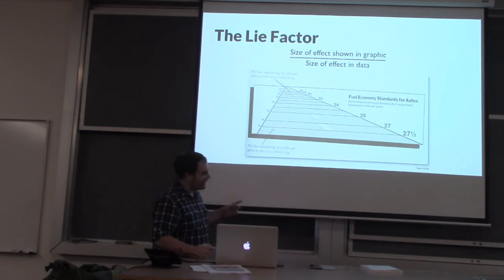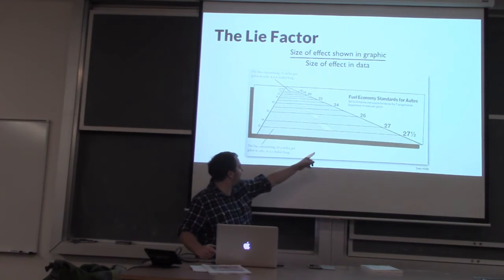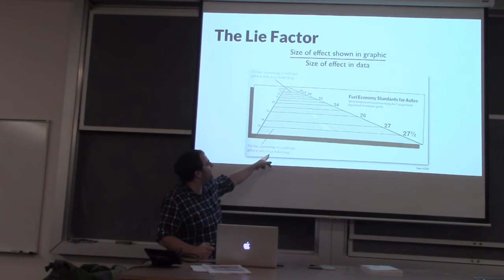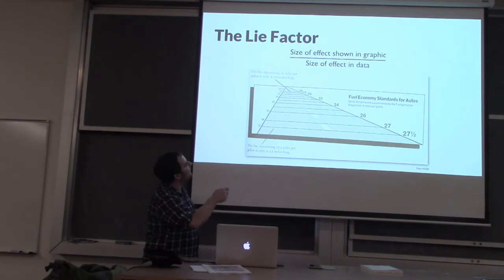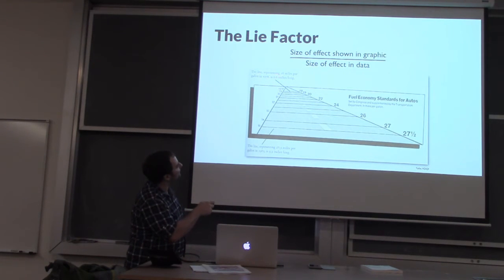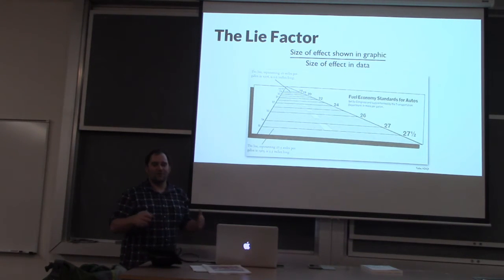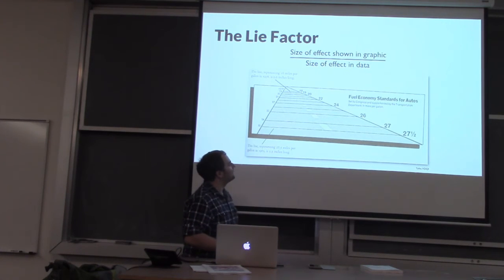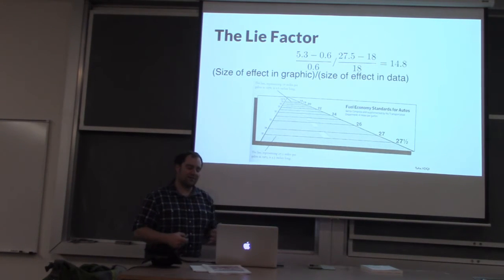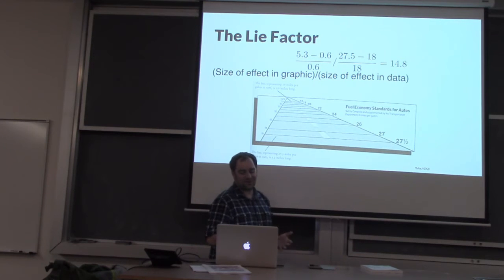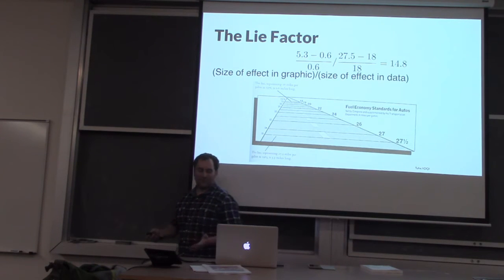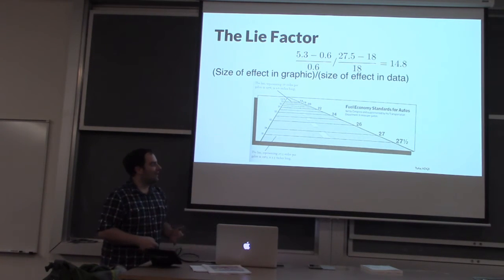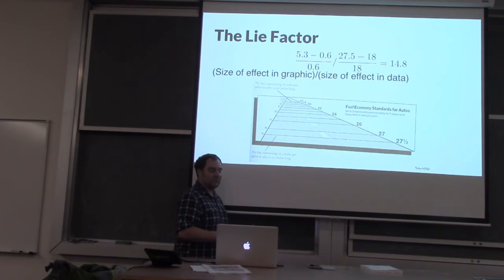Here we have a line that represents 27.5 miles per gallon, and this is 5.3 inches long. And here we have a line that represents 18 miles per gallon and is 0.6 inches long. So they use this perspective distortion in a wrong way. You can actually calculate the lie factor. In this case, the lie factor is 14.8. It's the size of the effect in the graphic over the size of the effect in the data, and of course you want this to be 1.